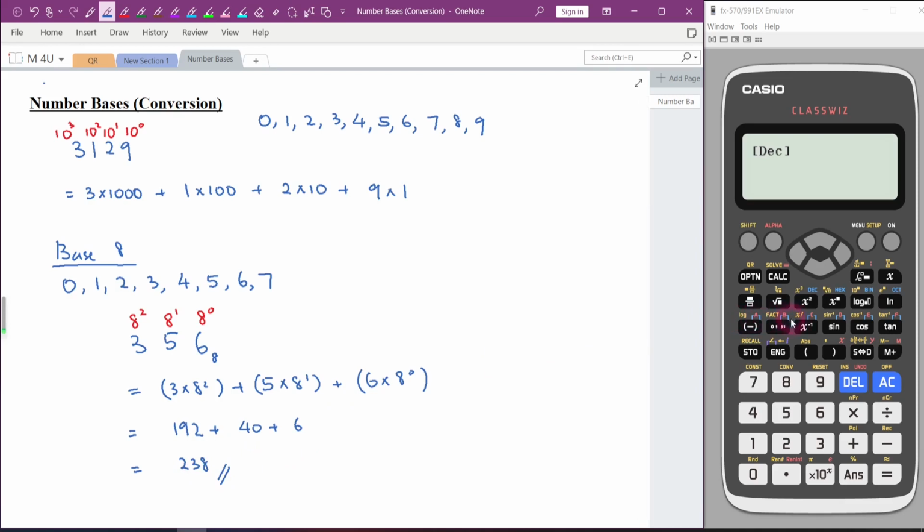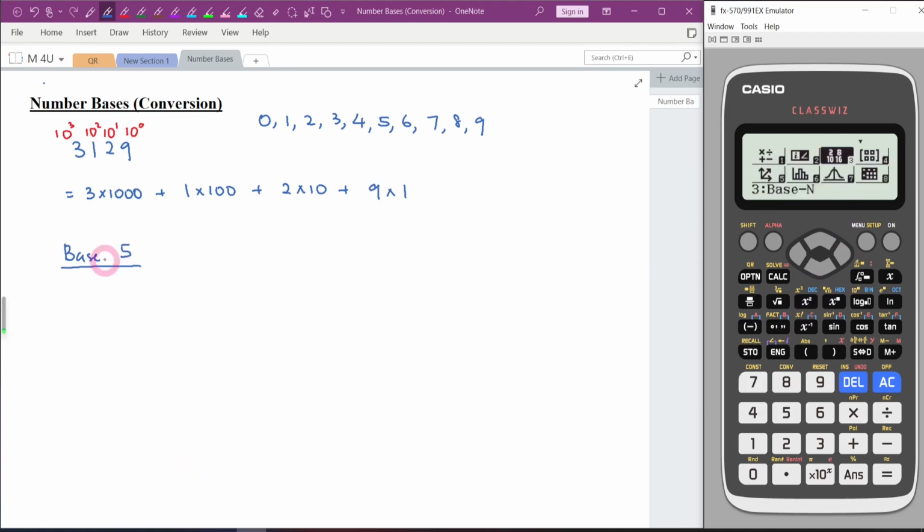So can we use our calculator to help us in this situation? Yes. Press OCT first, to let our calculator know that we are going to key in an octal number. 356. Press equal. Now I want to change this to base 10, decimal. Press this one. 238. Our answer is correct.